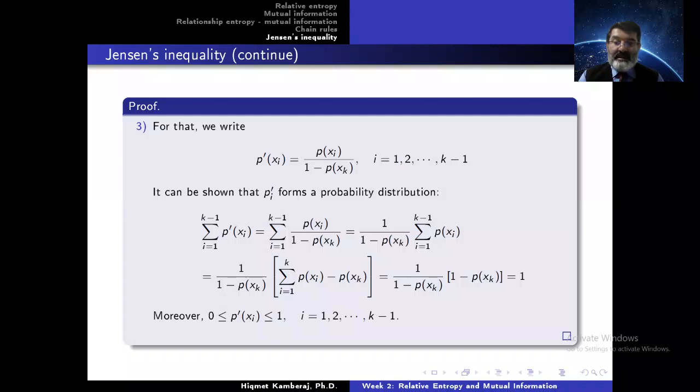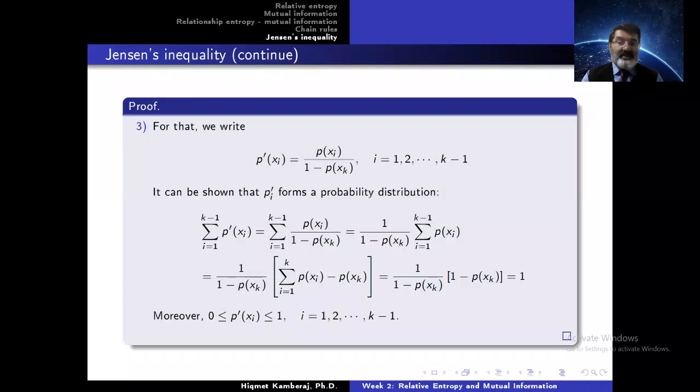So for that, if I take the sum of i from 1 to k minus 1 of p prime of xi, which is equal to the sum of i from 1 to k minus 1, p of xi over 1 minus p of xk. And this is equal to 1 over 1 minus p of xk, times the sum of i from 1 to k minus 1 of p of xi. This is because the ratio 1 over 1 minus p of xk does not depend on index i.